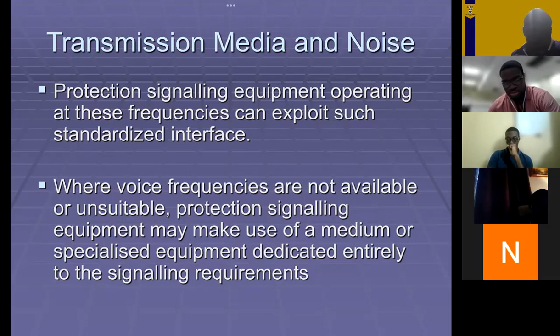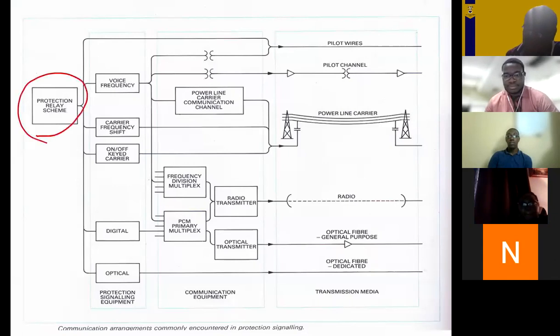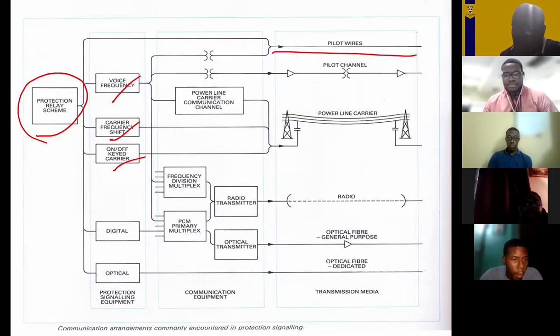All right. So just to summarize everything, here is our system. So we have our protection relay scheme. That's here. On that same medium that we are using, we can have voice, you have the carrier frequency, right? Note up here you have your pilot wires. So that's where you use twisted pairs. Here you have your pilot channel where you have the wires up to a point and then you repeat it.